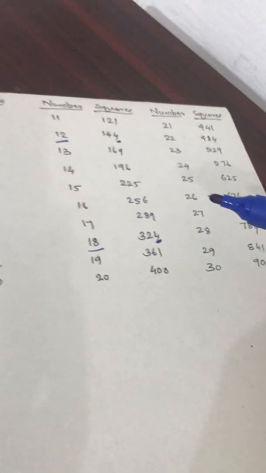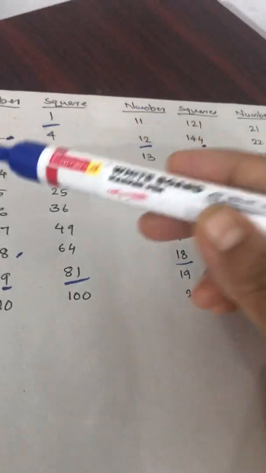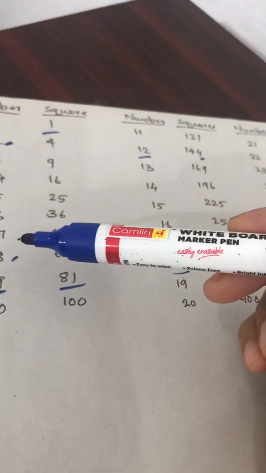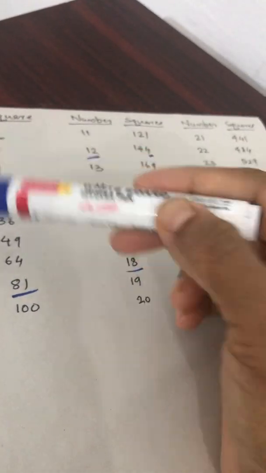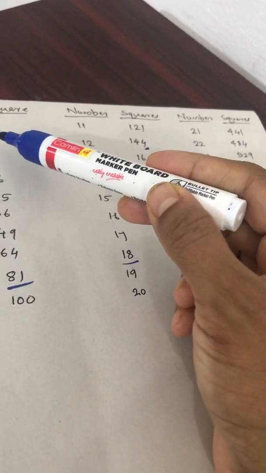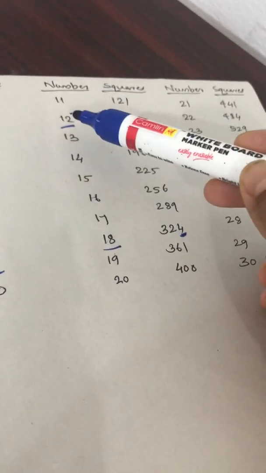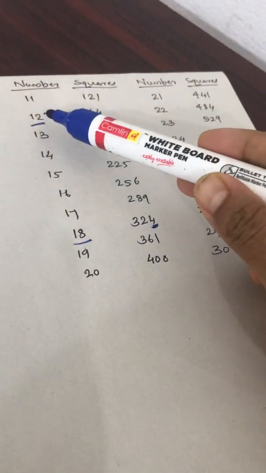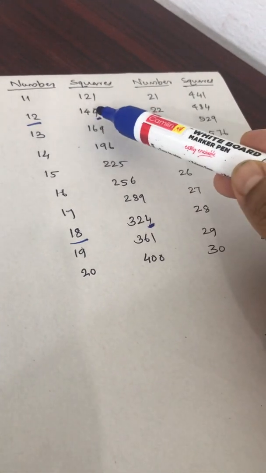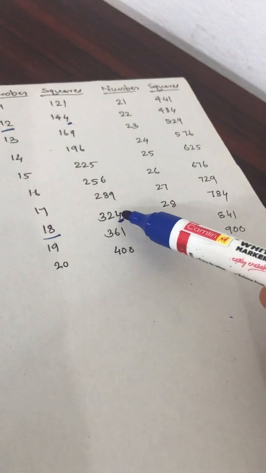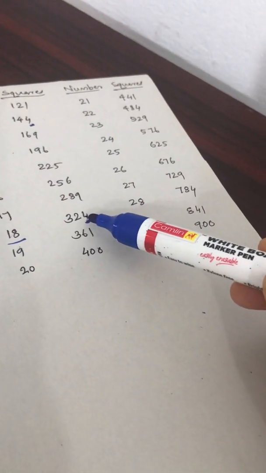So what we can say? If a number has 2 or 8 in units place, then its square ends in 4. If a number has 2 or 8 in units place, then its square always will end in which digit? 4. The same we can see in 12 and 18. In 12 and 18 also, the units place here is 2, its square ends in 4. Here the units place is 8 and the units place in the square number is 4.